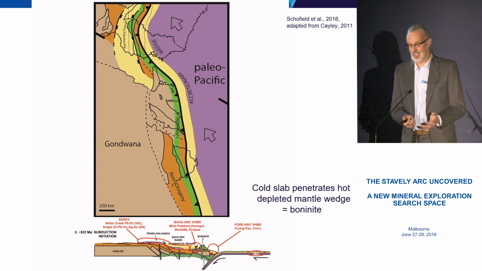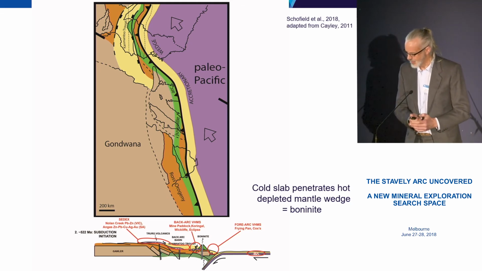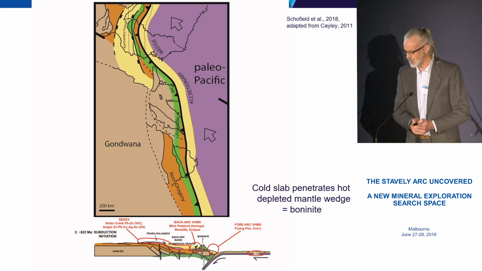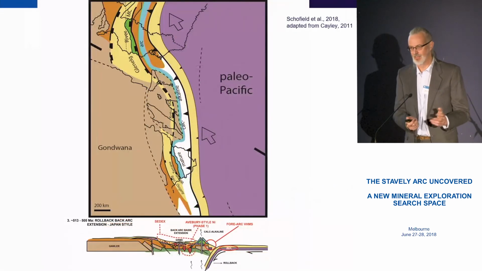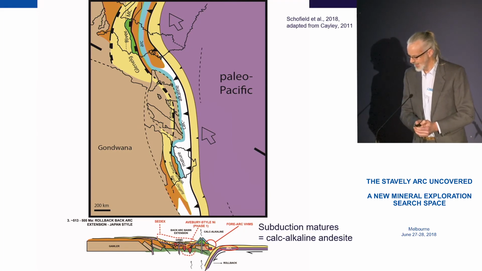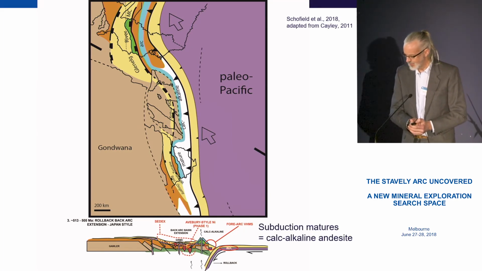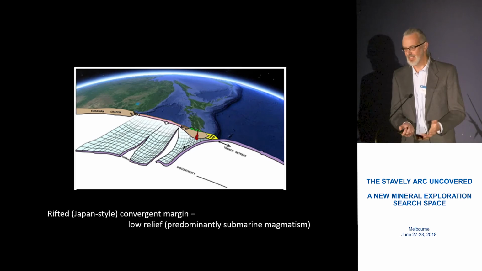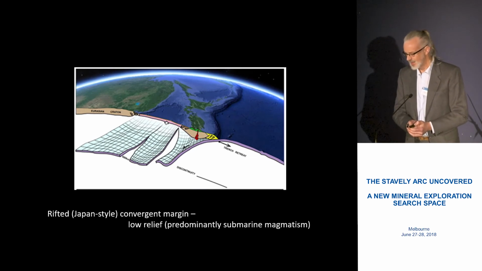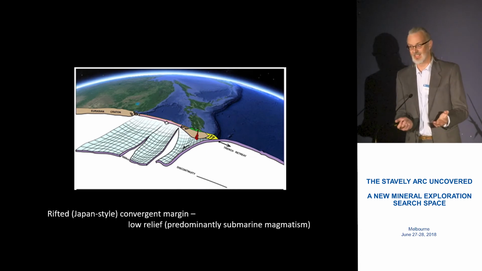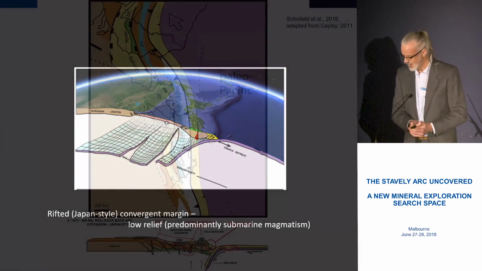One thing with the initiation of subduction is that the cold slab's penetrating a hot depleted mantle wedge that's been there for a long time, and that's a viable mechanism to get early boninite. This is an alternative for the sort of island arc continent collision model. And then it matures through time into a calc-alkaline system. And at this time it was going into rollback, and it was a sort of Japan-style system. It looked a bit like this. So it was quite low relief. Most of the arc was probably underwater. Certainly the back arc was, and it was being hyperextended, and it was actually getting hot and melting.